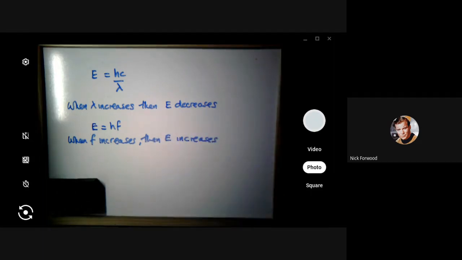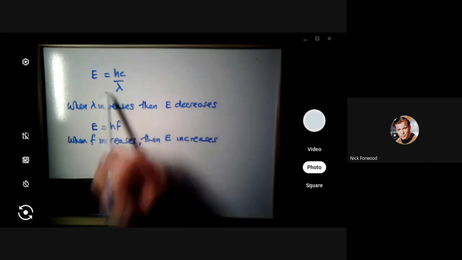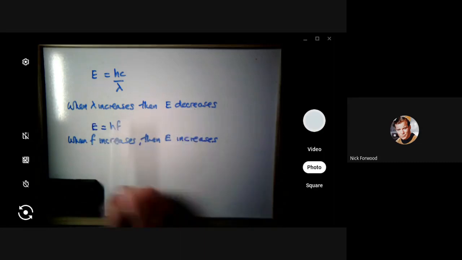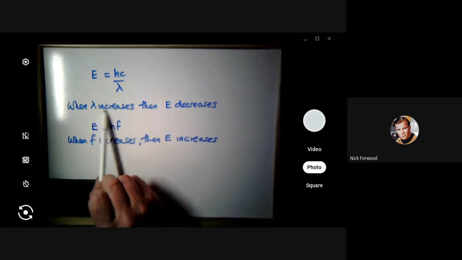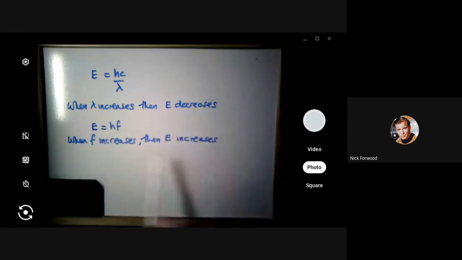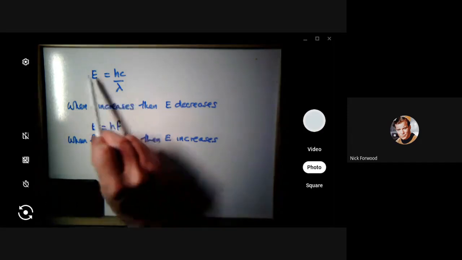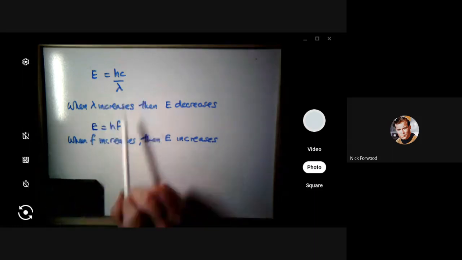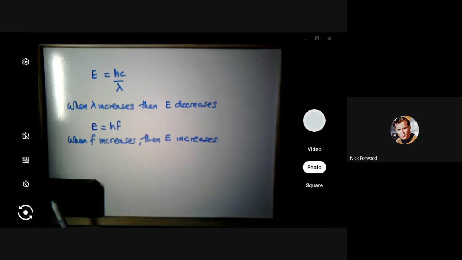And you should be aware of how you can take a formula like this and actually discuss the effect of the wavelength. When lambda increases, E decreases. The opposite would be true when lambda decreases. When the wavelength decreases, the energy increases, and so on with this formula here. So you need to know how the effect of changing variables inside these two formulae affects the amount of energy. So the frequency of the photon and the wavelength of the photon affect the amount of energy carried in opposite ways. Okay, that's that little bit.